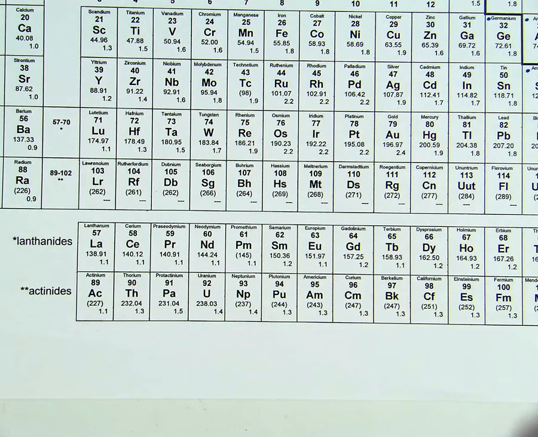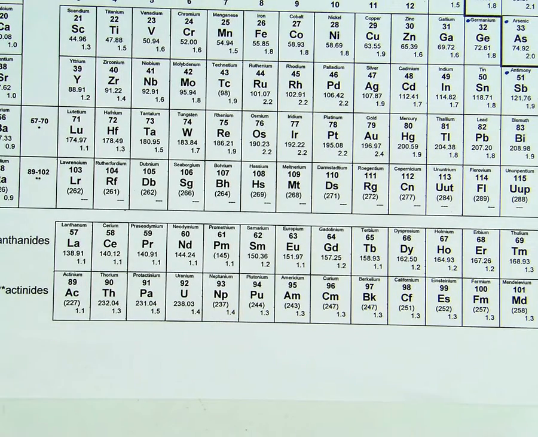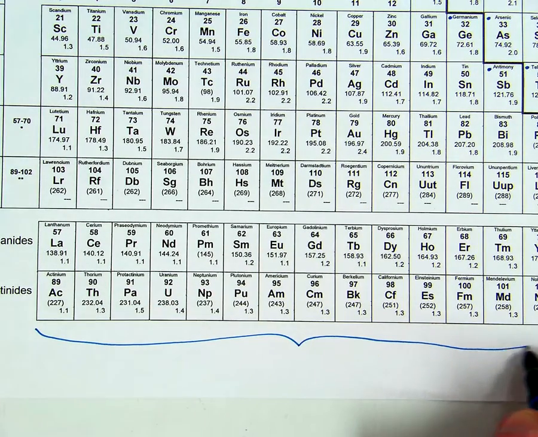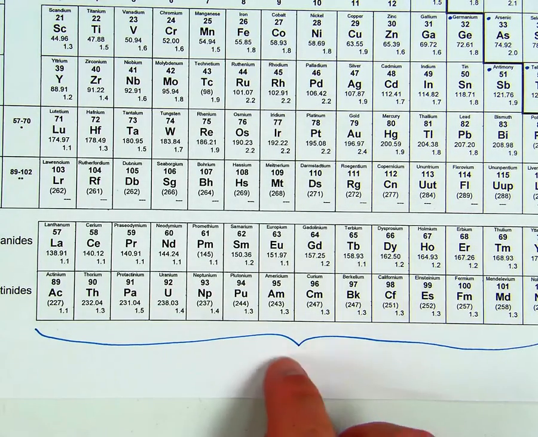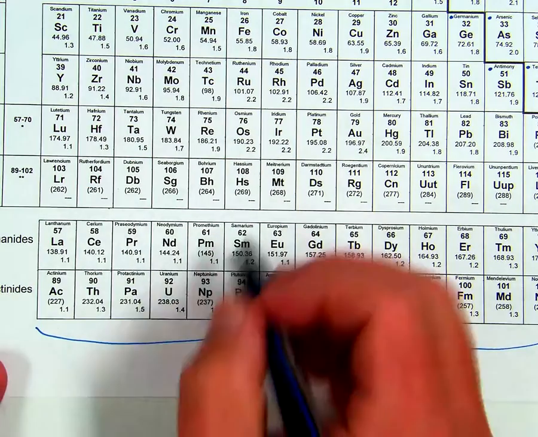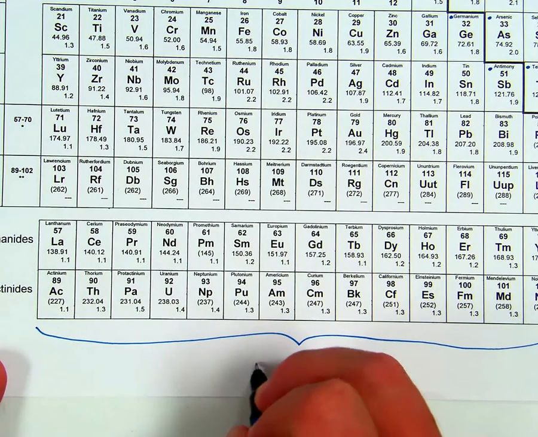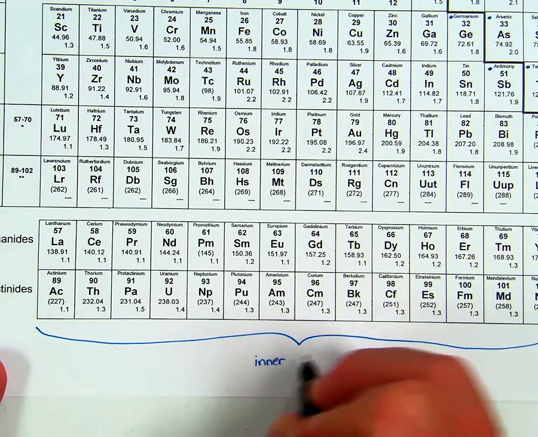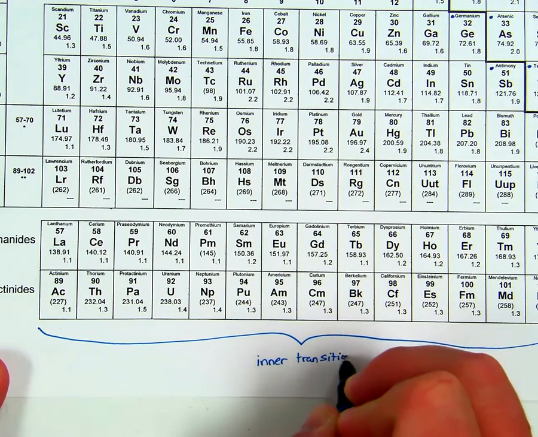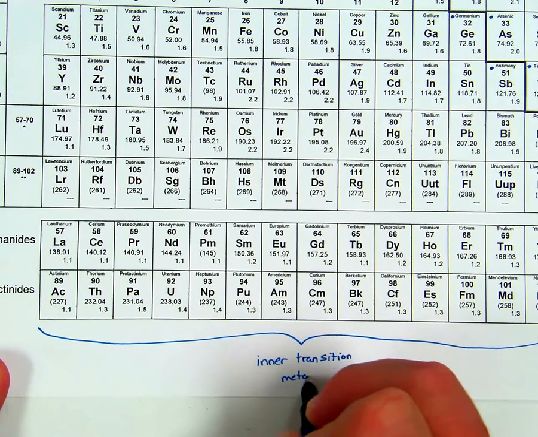Collectively, both these groups also have a name. Notice, like we talked about earlier, these elements actually go right up here in the periodic table in this spot. So they're within the transition metals. So because of that, much of the time they are called inner transition metals.